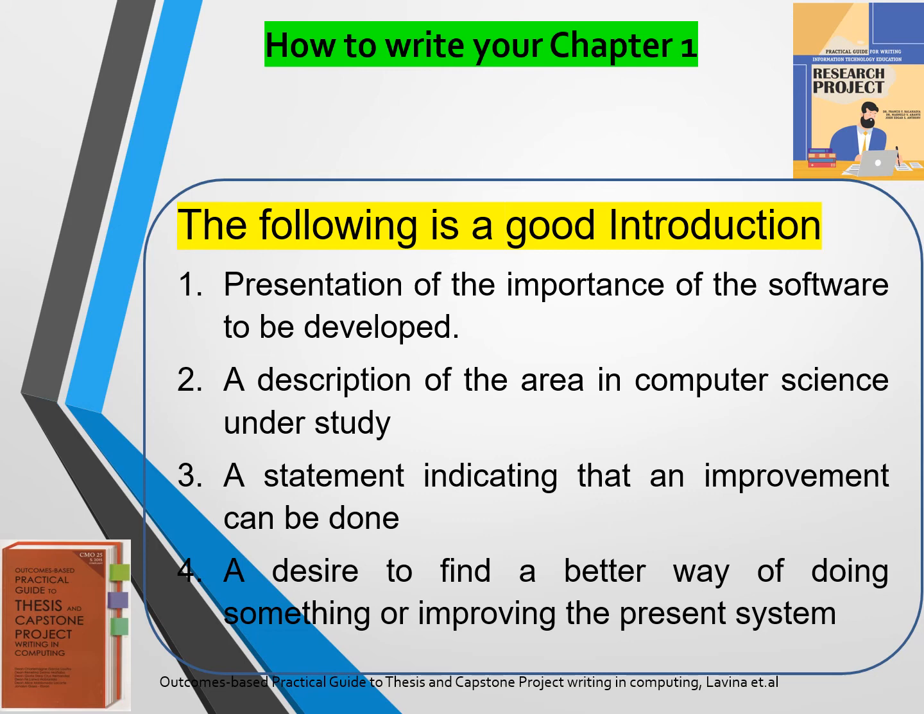Number 4, a desire to find a better way of doing something or improving the present system. The aim of game AI is not to provide a lasting challenge, but to provide a smoothly ramping level of difficulty while the player is learning to think either strategically, tactically, or reactively. Artificial intelligence in games takes the role of a never bored and never boring opponent.